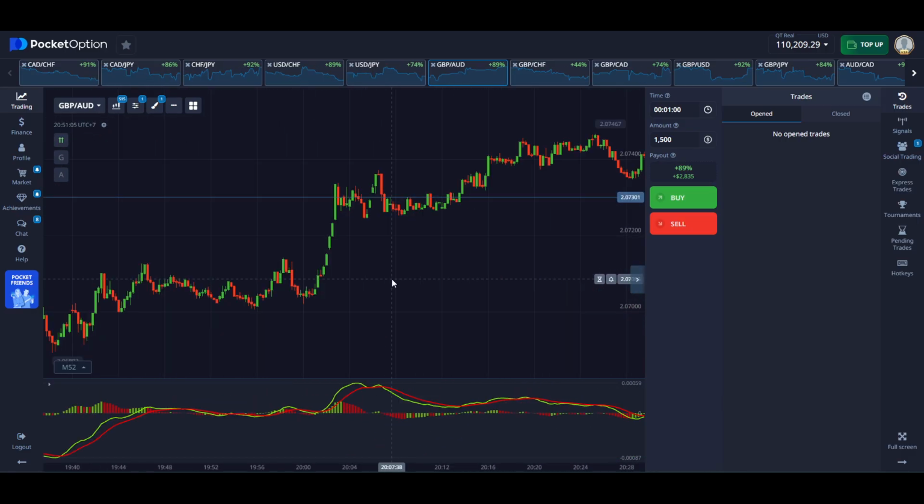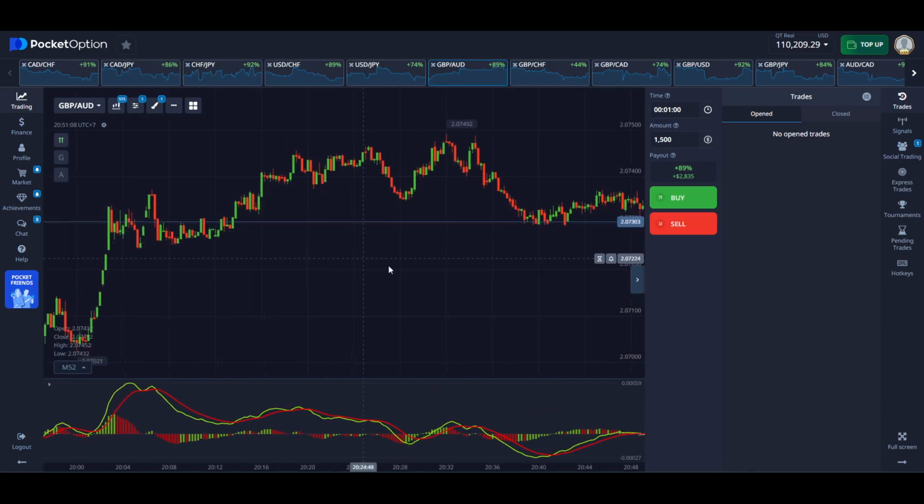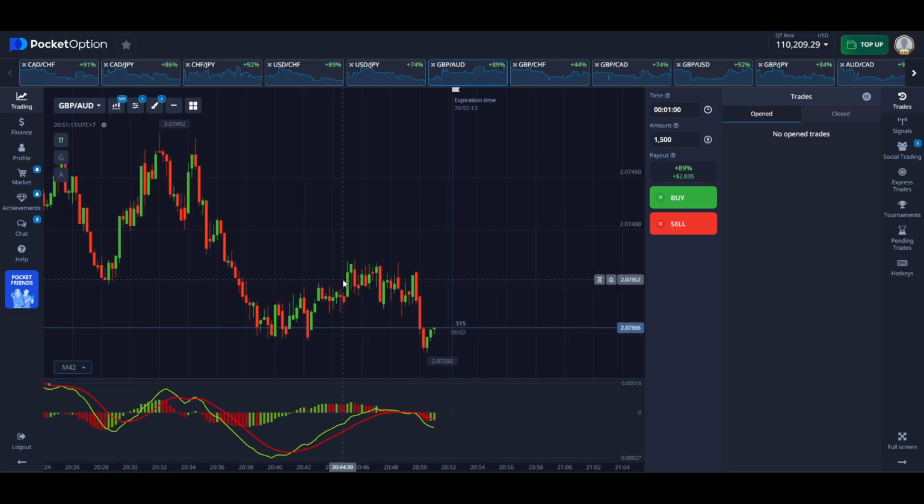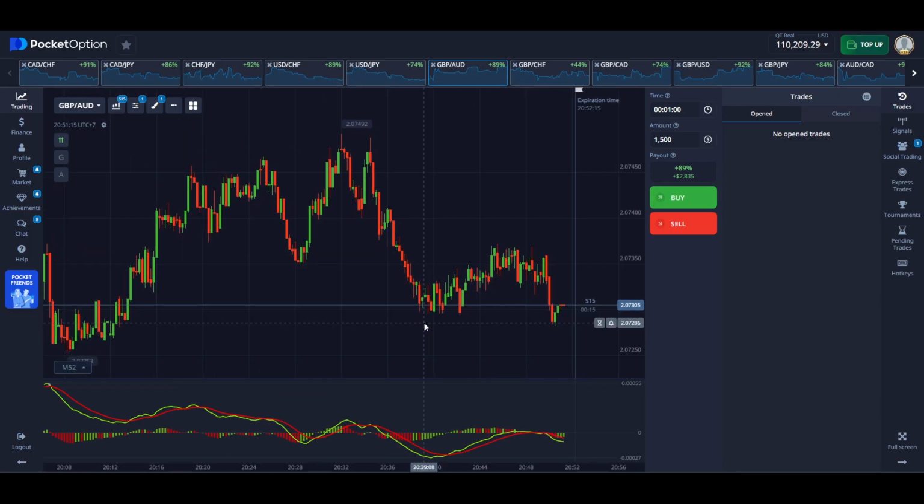And I'll say it again, the indicator settings are extremely important, because with the right settings, everything will work out perfectly for you. If you set it up incorrectly, you could end up making a lot of mistakes.